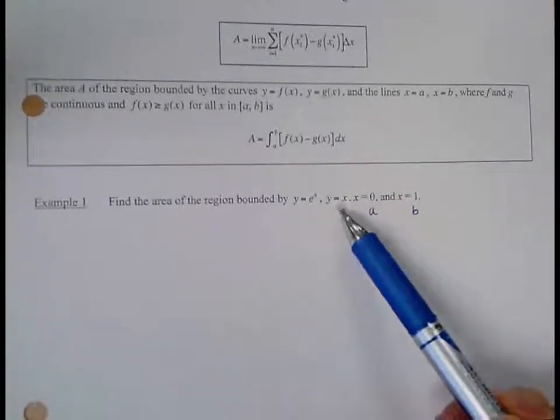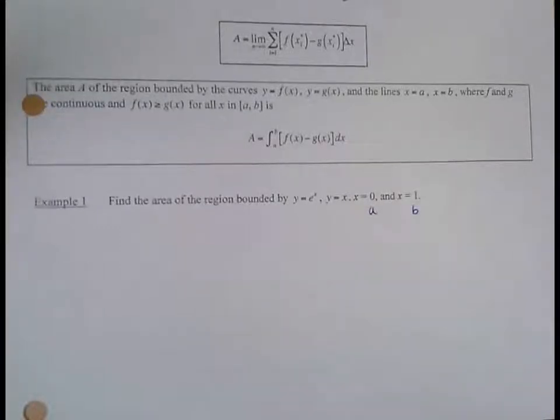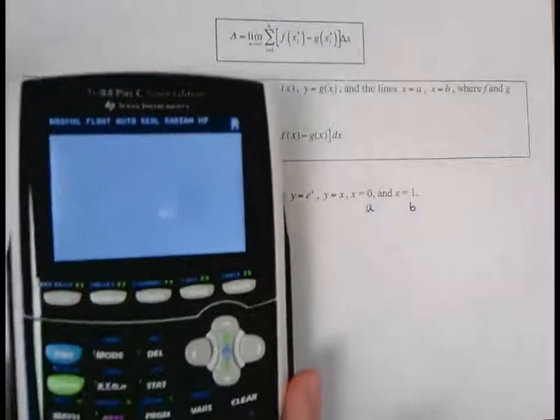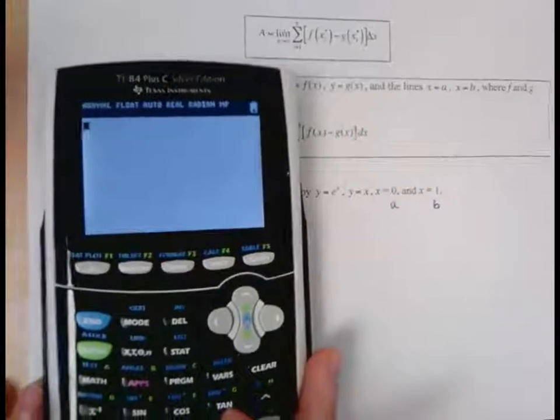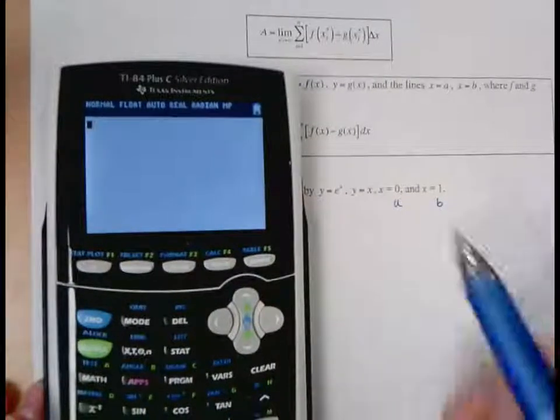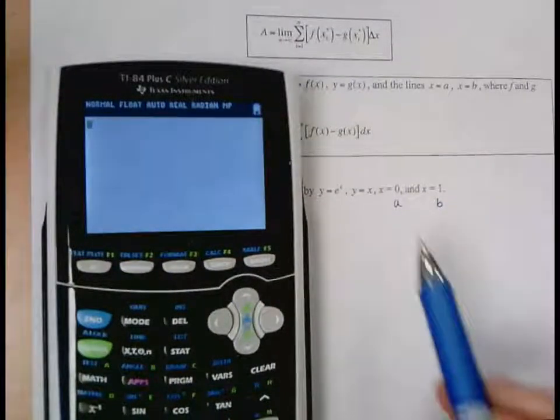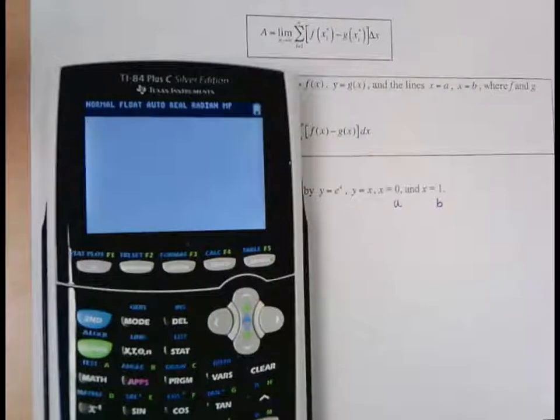But you would have to figure out on the interval from 0 to 1 which curve is on top and which curve is on the bottom on that interval. So it might require, if you have your graphing calculators, I'll show mine so you can see it. I usually will start out, if they don't provide a graph for you, by graphing the curves you are given on the interval you are given.